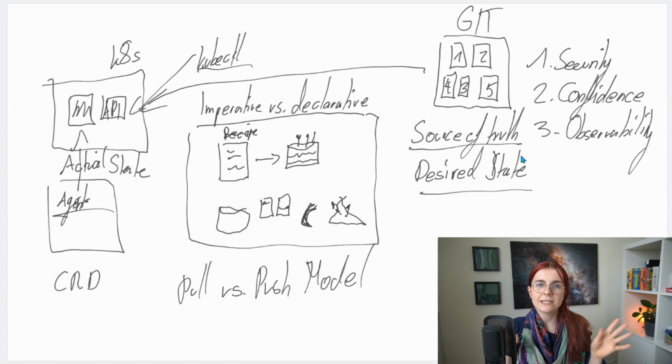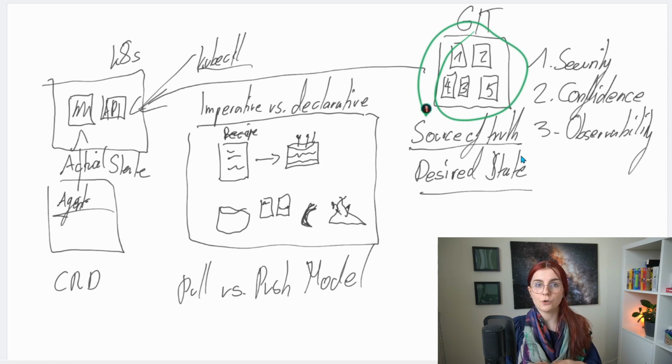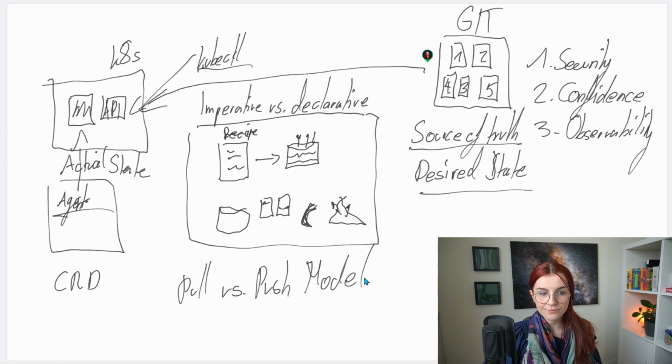So GitOps in itself, to summarize, is a principle of how we want to deploy our resources. It's a principle of defining all of our resources within Git and using Git as our single point of truth for everything that we do. So let's see how we can use ArgoCD to deploy our resources.